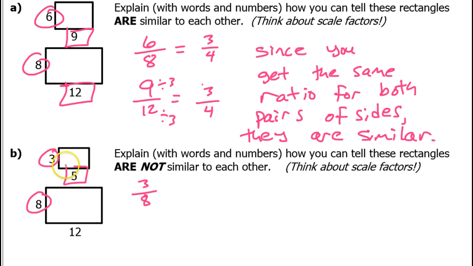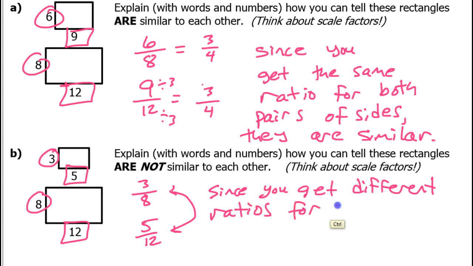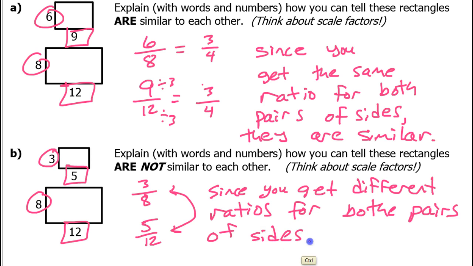And then looking at the other corresponding sides, we have 5 over 12. That doesn't reduce either. So these are not equal. So since you get different ratios for both pairs of sides, they are not similar.